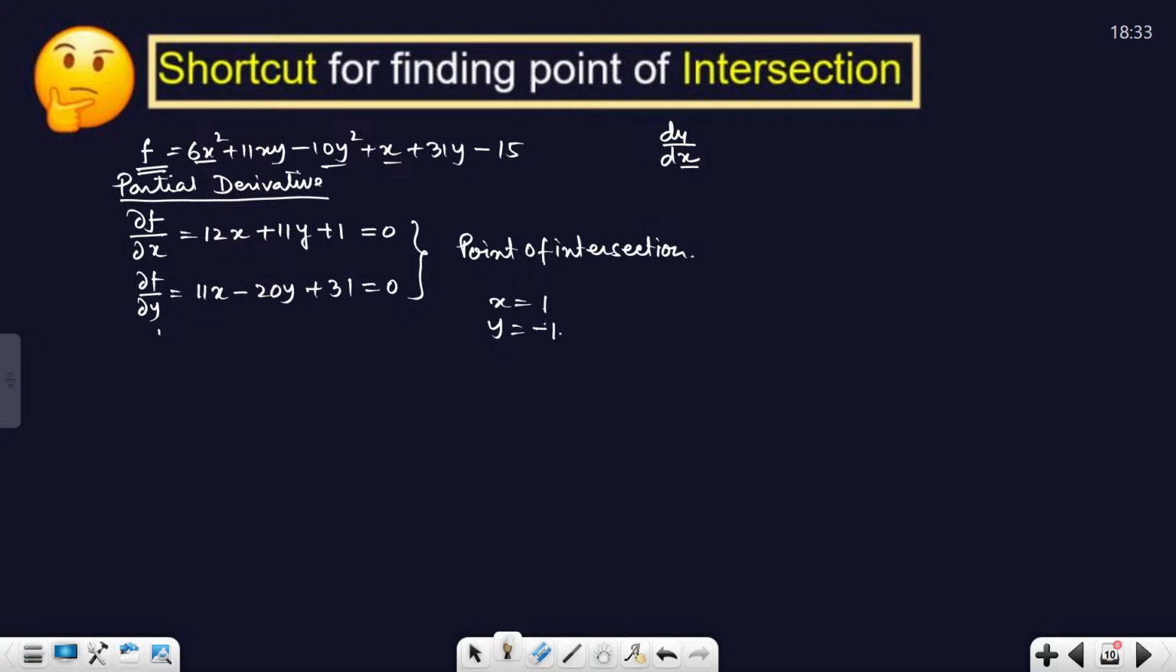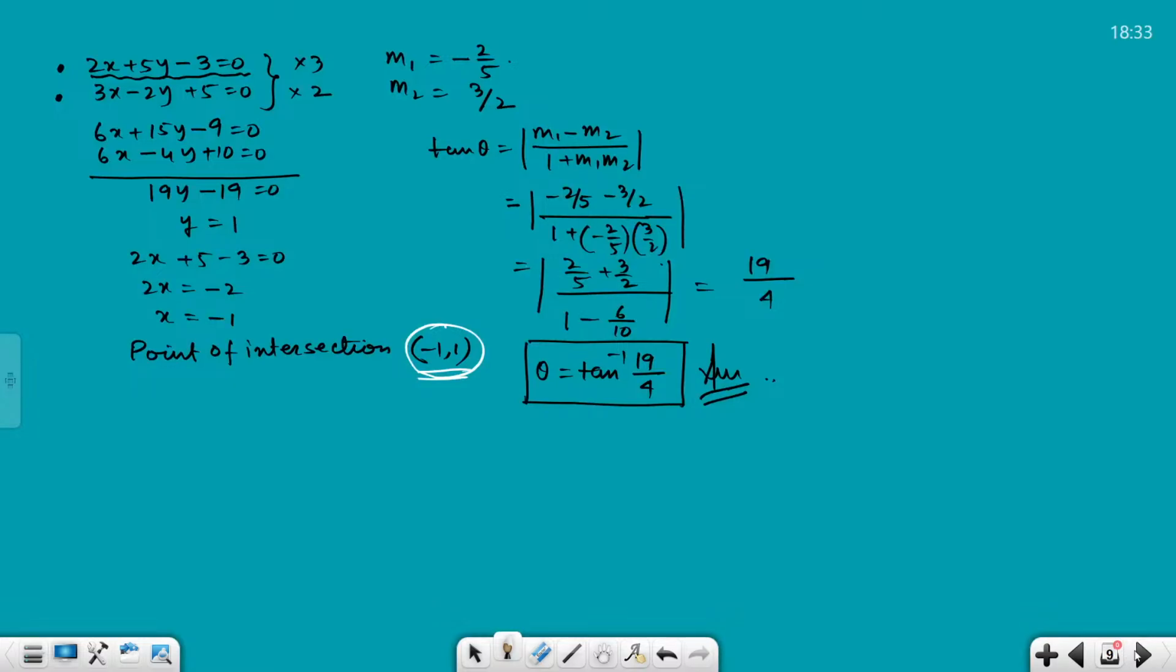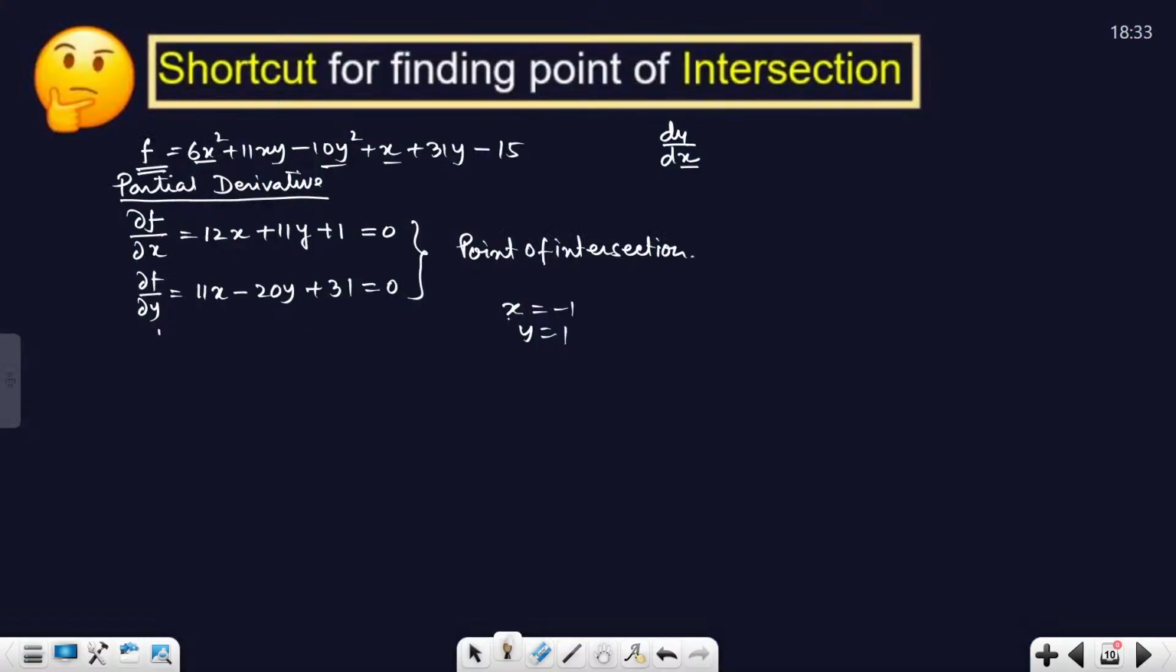But here, if we solve, we are going to have x as minus 1 and y as 1. Check it. Am I making any major mistake or what? Yes, we are getting the same answer. We are correct. So x is minus 1 and y equals 1. If you solve these two equations, you are going to get this value.